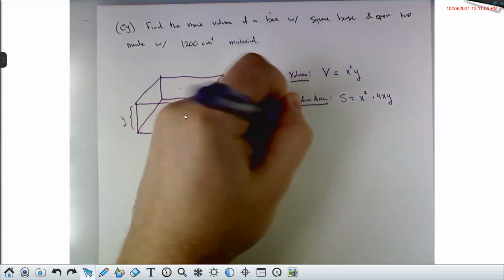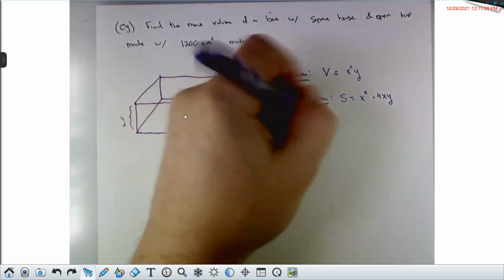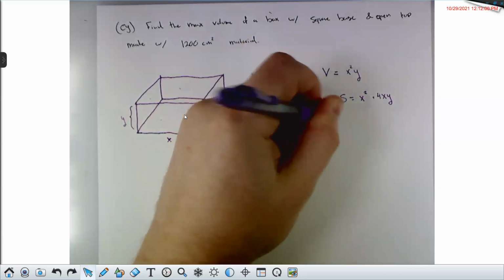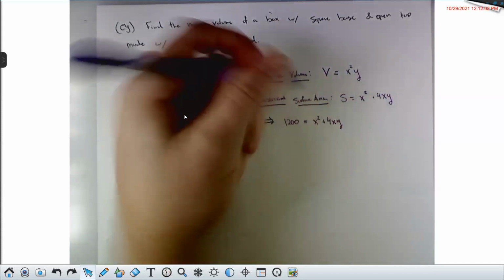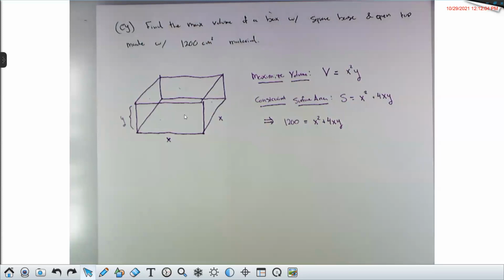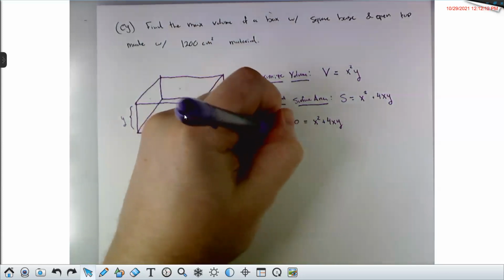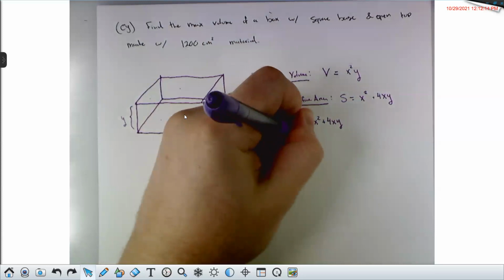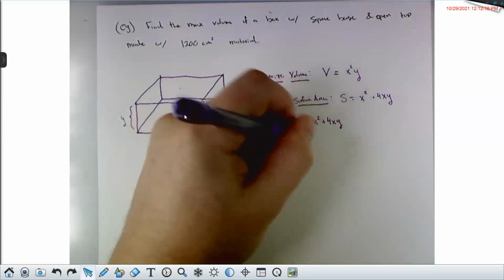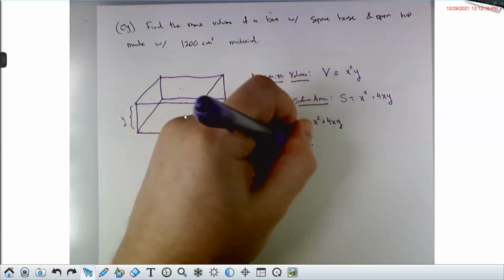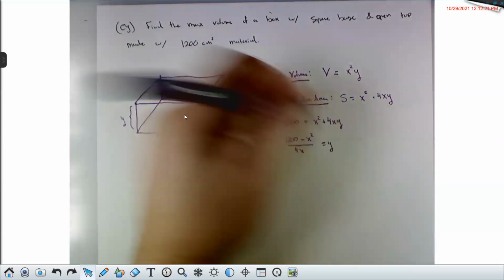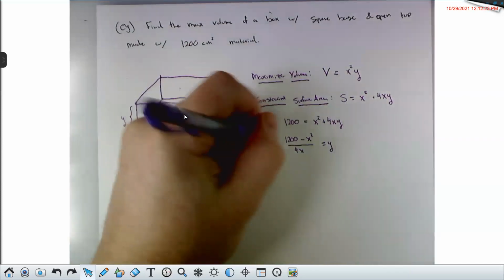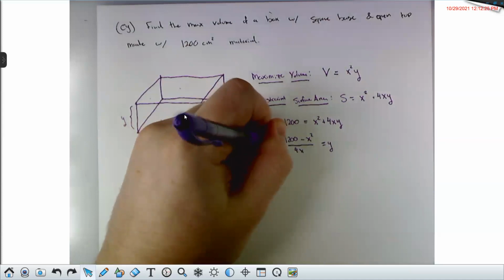So I know that 1200 is equal to x squared plus 4xy. I could solve this for x or for y, but it's certainly easier to solve for y. As a function of y, it's linear. As a function of x, it's quadratic. So let's solve for y. I get 1200 minus x squared over 4x equals y. And then plug that in.